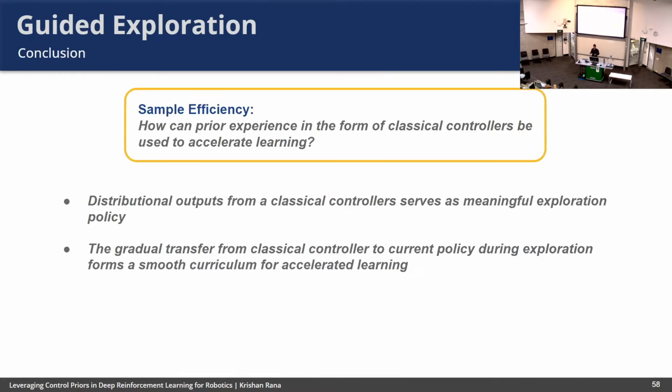So in conclusion, this work makes progress towards addressing the sample inefficiency of reinforcement learning training by using classical controllers to guide exploration. We utilize distributional output from the classical controller, which serves as a meaningful exploration policy, and we gradually transfer control from the classical controller to the current policy during exploration, which forms a smooth curriculum during learning.